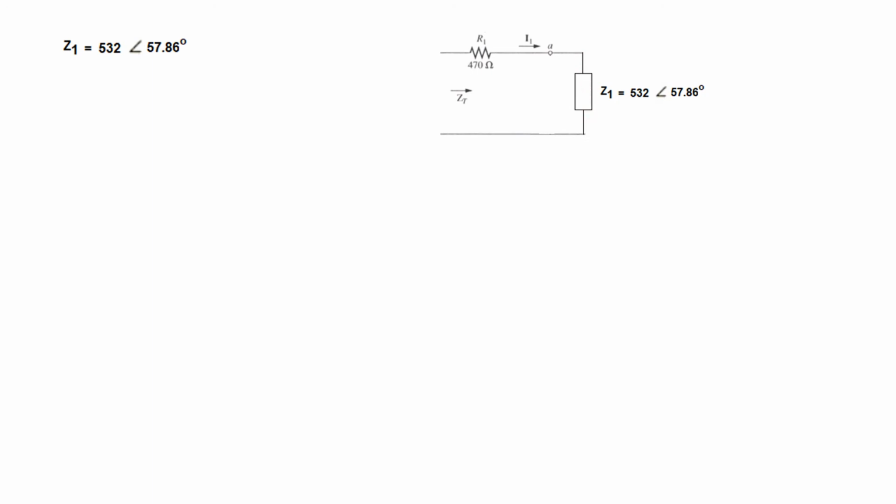The Z1 is 532 angle 57, and this resistance, so we just have to add these to get the total impedance ZT. Okay, so ZT is R1 plus Z1, plugging in the values. Again, since this is in polar and this is the real part, we cannot add them directly. We have to convert this into rectangular coordinates.